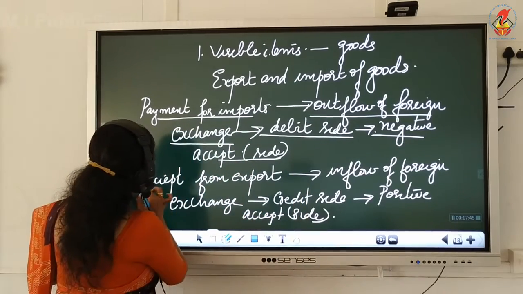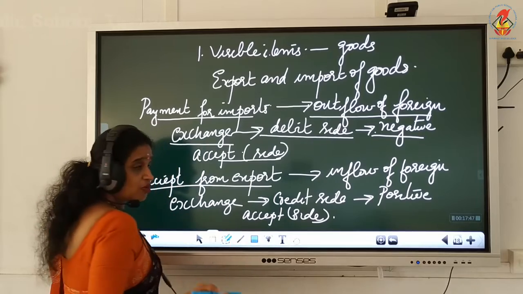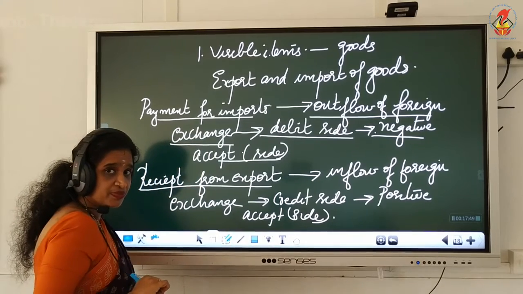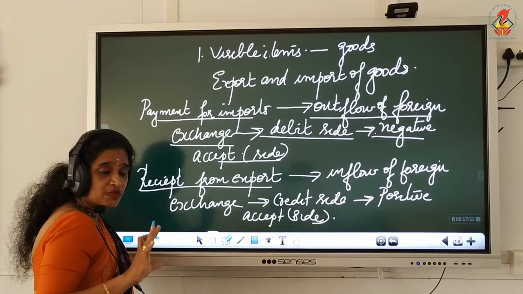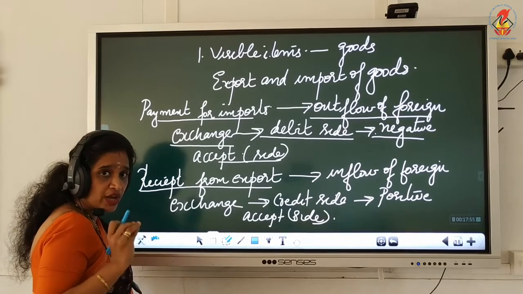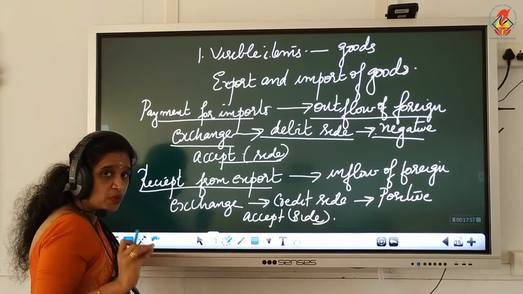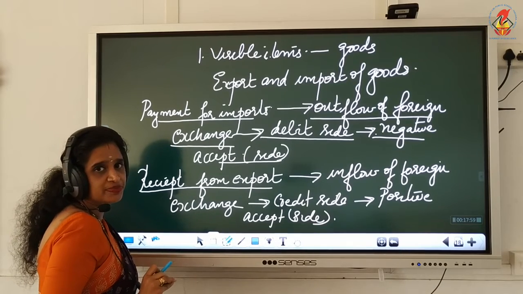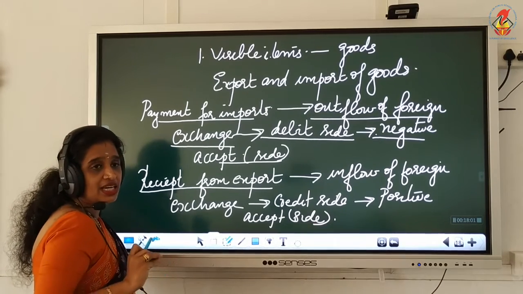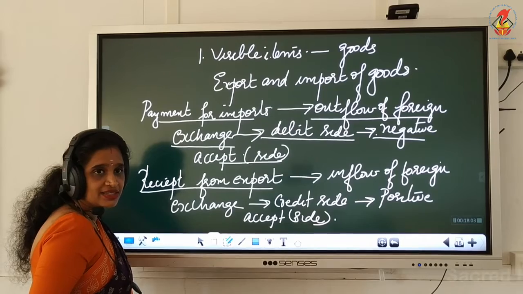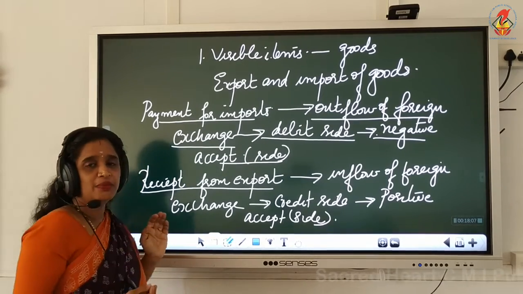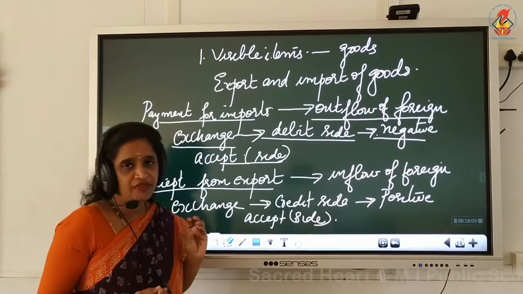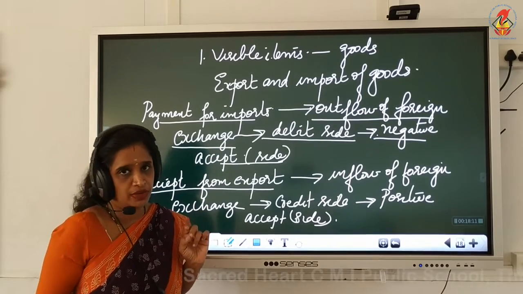Next, receipt from export. I told you both export and import are important when you explain the balance of payment. Export alone or import alone cannot be recorded. Both export and import should be recorded. Then only there will be a credit side as well as a debit side. Then only we can call it balance of payment accounting. It is a double entry book system that we follow in balance of payment accounting.